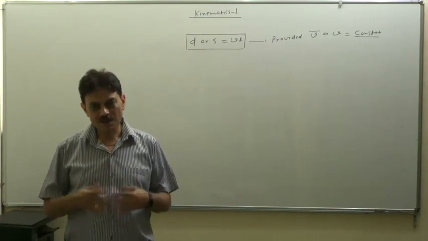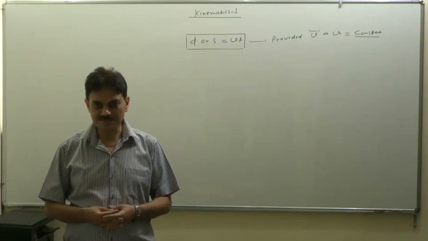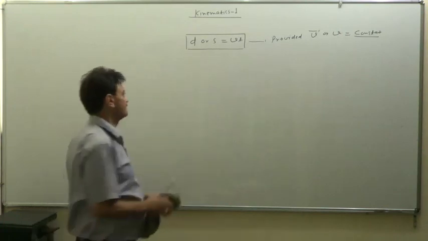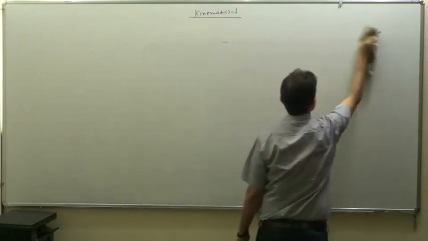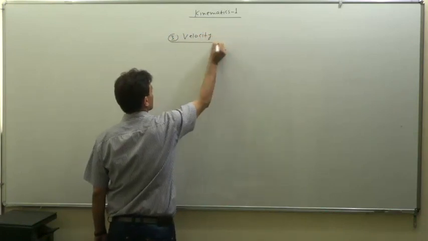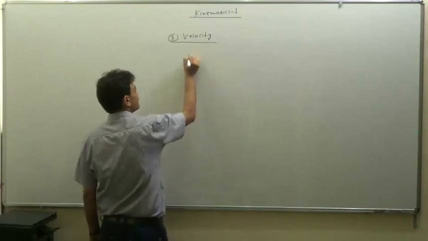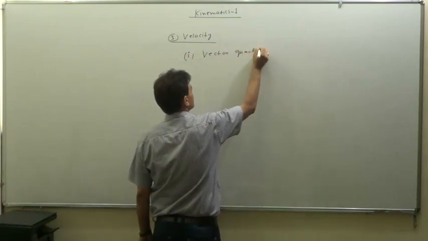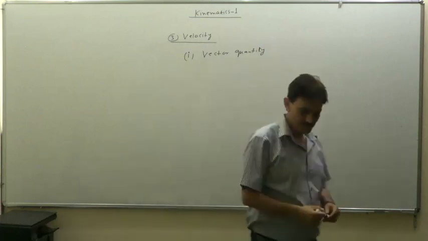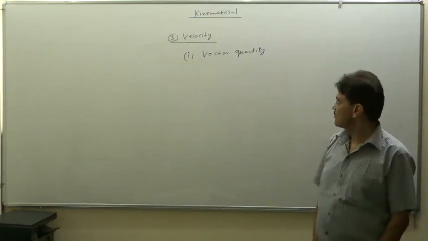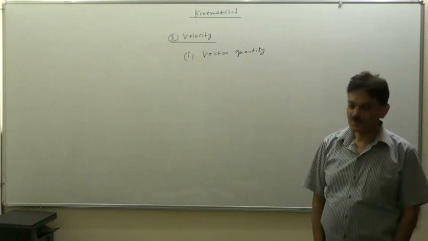If velocity is constant, then we do not differentiate between displacement and distance, speed and velocity, and so on. Right? Now, next come to the third point, velocity. First point, it is a vector quantity. So we can write it in terms of i cap, j cap, and k cap. Right? So velocity is a vector quantity.